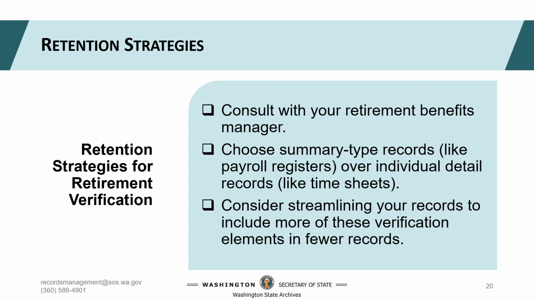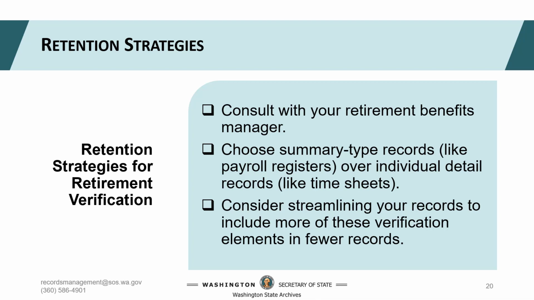The good news is that you don't have to keep all the records the DRS needs for those 60 plus years. We recommend you work with your agency's retirement benefits manager to plan accordingly. They can help you identify the fewest number of records to fulfill DRS requirements. Ideally, you have a summary record that contains all the necessary information. Instead of retaining 60 years worth of time cards, you'd only have to maintain that one record for each of your agency's employees.